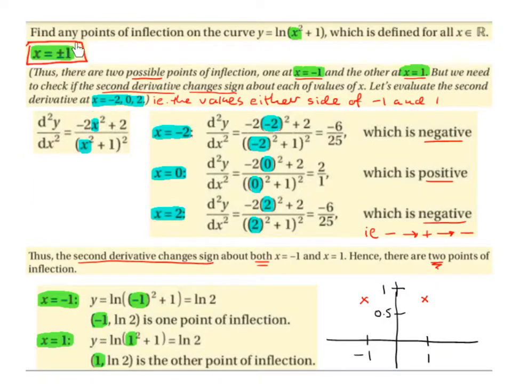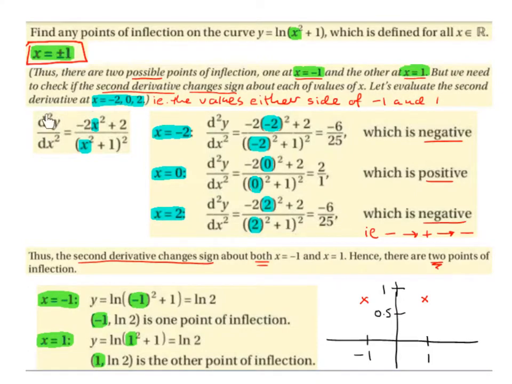So we worked out in the previous slide that x is equal to plus or minus 1. Thus, there are two possible points of inflection: one at x equals minus 1 and the other at x equals 1. But we need to check if the second derivative changes sign on either side of each of the values of x. Let's evaluate the second derivative at x equals minus 2, 0 and 2, because these values are either side of minus 1 and 1.